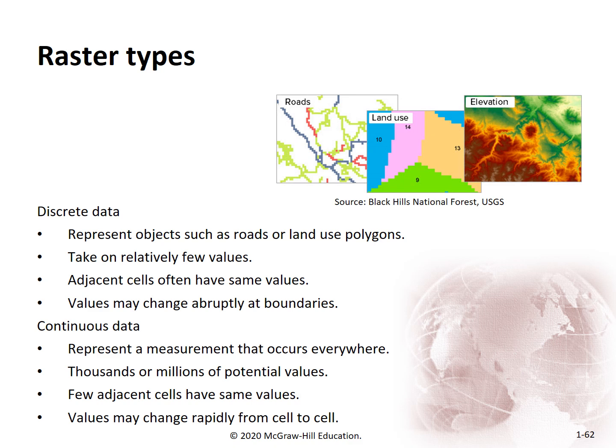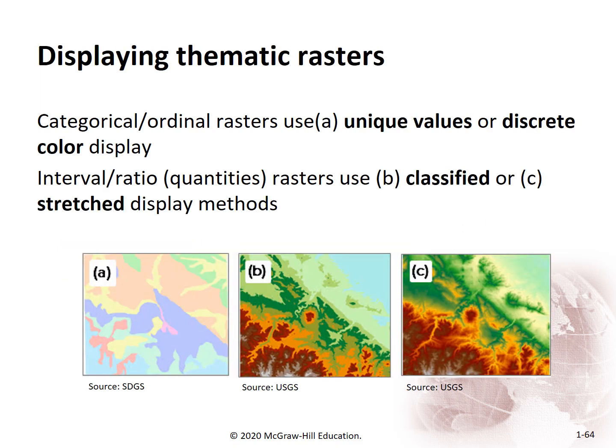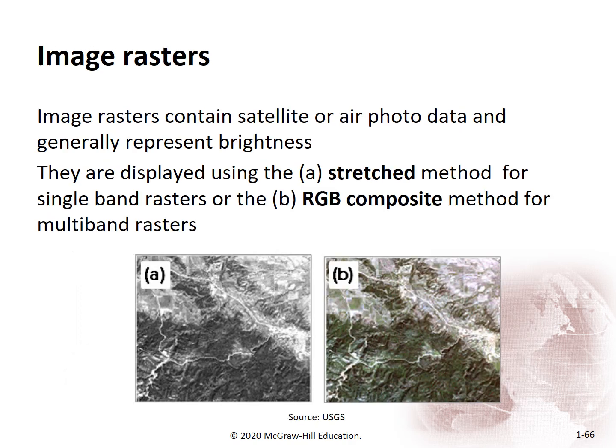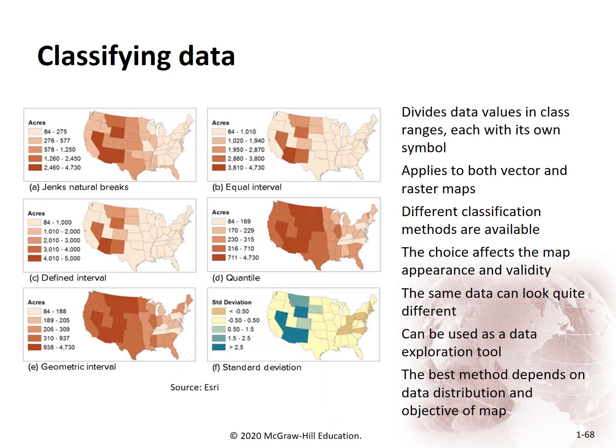Know the two types of rasters, discrete and continuous, and how they're different. Know what stretching is. It's basically just reallocating a smaller portion of your values across the 256 shades of color. So you cut the tails and jam them together into a single bin so that you can stretch out the bulk of the data in the middle and get more detail.